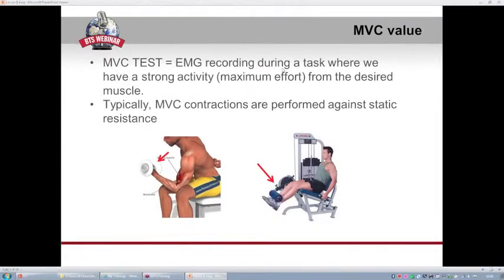During an MVC test, we record the EMG signal while the subject is performing a task which requires a strong effort from the desired muscle. Typically, during that test, the muscle has to resist against a static fixed load, acting in the opposite direction. So the maximum voluntary contractions are performed against static resistance, and normally they are isometric contractions. During the maximum voluntary contraction, the amplitude of the related EMG activity, for example, the rectified and smoothed EMG, and you should now know how to compute that, is measured, and then used as a target for the other voluntary contractions of the same muscle.